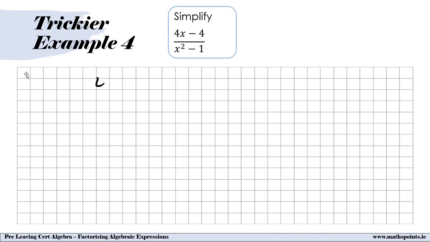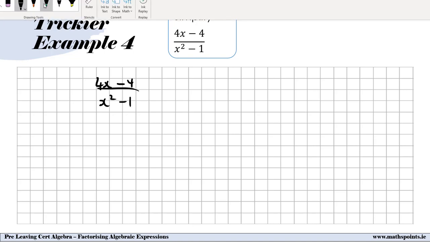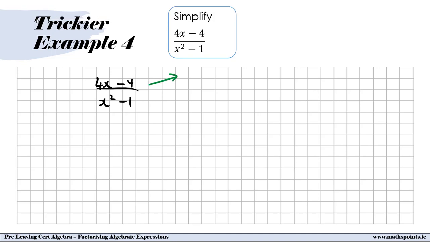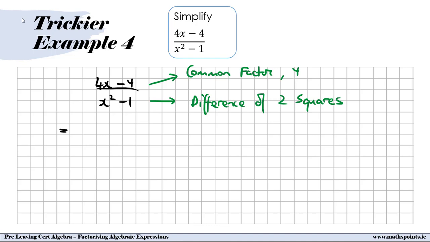So example 4 is an example where we have to simplify a fraction. And so what this means is we need to factorize both the top of the expression and the bottom of the expression. So the top of the expression is factorized through a common factor, and I can see that that common factor will be 4. And then the bottom of the expression is the difference of two squares. Okay, so on top I'm going to factorize out the 4. So 4x minus 4 becomes 4 times x minus 1.